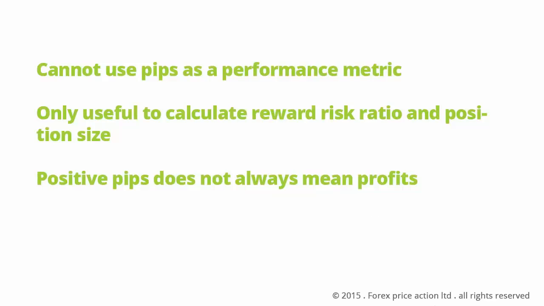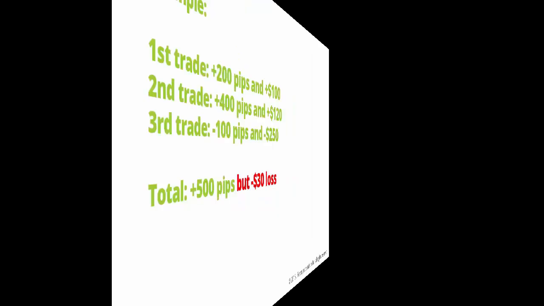Beginner traders talk in dollars and pips, while professional traders talk in percentages. Pips carry no meaning when it comes to measuring the performance of a trader. You could be making 500 pips this week and would still lose money. How is that possible? Let's take an example.